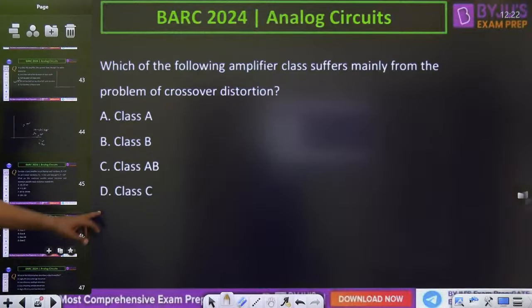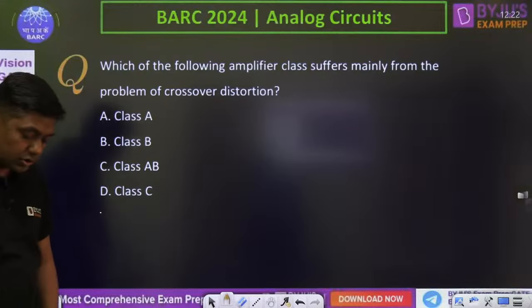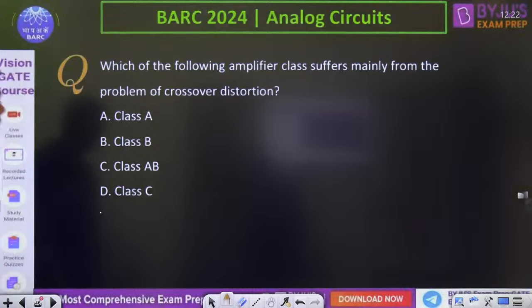चलिए एक लास्ट क्वेश्चन बताइए जरा. विच ऑफ द फॉलोइंग एम्पलीफायर सफर्स मेनली फ्रॉम द प्रॉब्लम ऑफ क्रॉस ओवर डिस्टॉर्शन? क्या होगा भाई अकबर, विजय, विनय, किसमें क्रॉस ओवर डिस्टॉर्शन होता है? Which of the following amplifier class suffers mainly from the problem of crossover distortion?